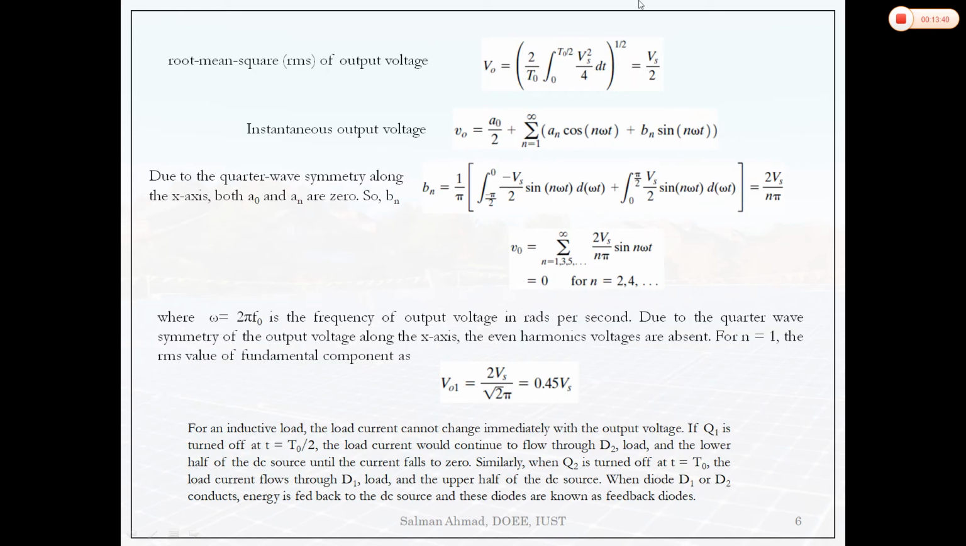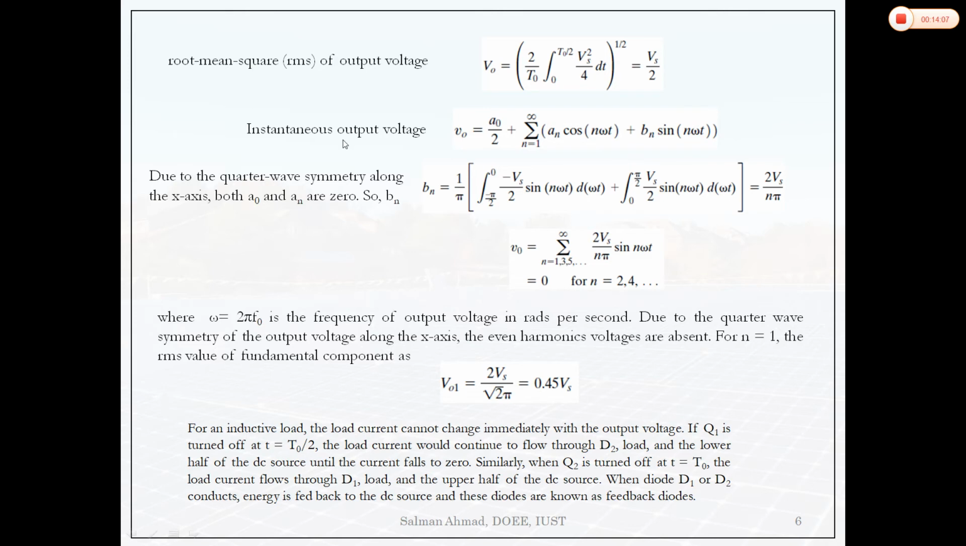Now we can calculate the root mean square of the output voltage. The output voltage is Vs by 2, we square that, then integrate over a half cycle, because in RMS the negative portion will come on the positive side. So the RMS output voltage we find is Vs by 2. These are important relationships that you must remember.